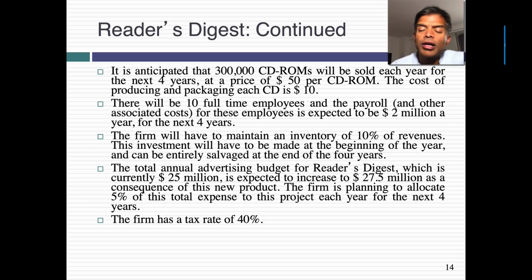The total advertising budget for Reader's Digest right now is $25 million, but if it gets into this new project, that advertising budget is going to increase to $27.5 million. So you can already see the incremental advertising expense is going to be $2.5 million. I throw a twist in here. I said the accountants, for whatever reason, have decided to allocate 5% of the total expense rather than use that incremental amount. Why take something direct when you can do something indirect? But go figure, accountants. The firm has a tax rate of 40%.